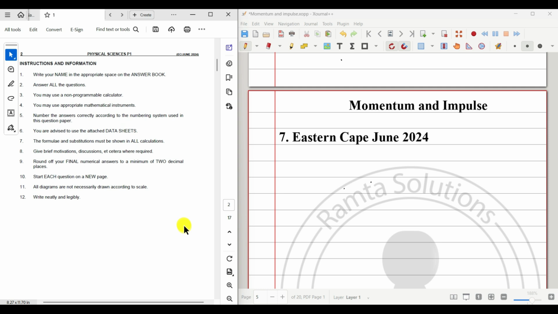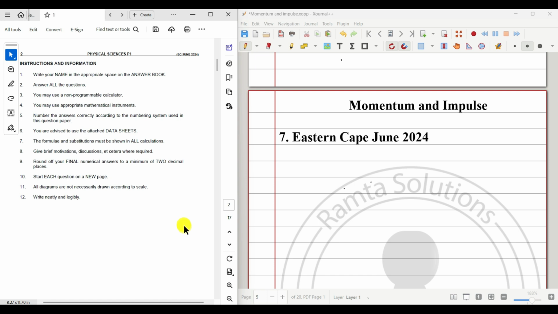Instruction number 7 says the formulae and substitutions must be shown in all calculations. And instruction number 8, give brief motivations, discussions, etc. where required. This one is key, guys, especially when you motivate, to give reasons for your answers. But relax, just say whatever you want to say, as long as you link it to whatever the question is asking you.